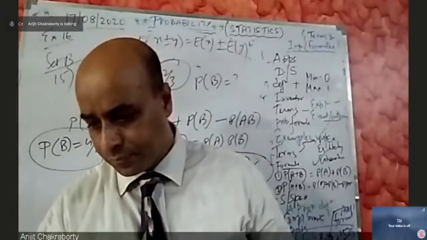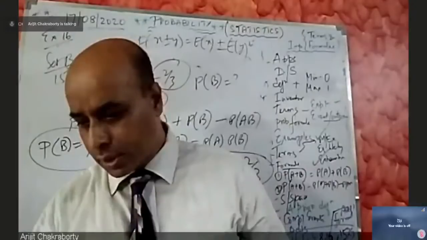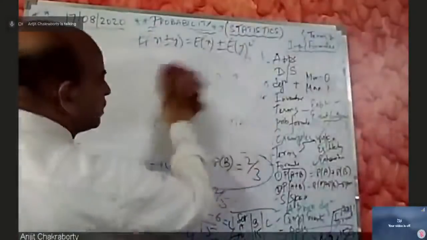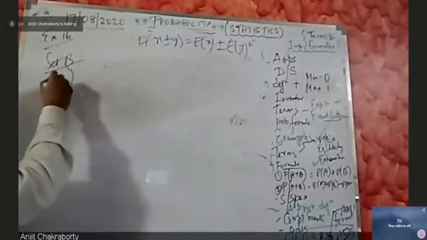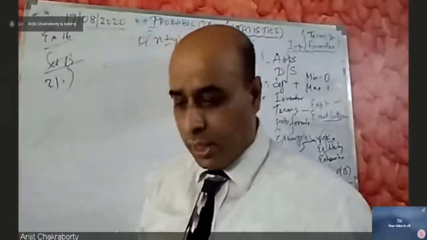Let's take number 21. This is on expectation. So let us take number 21 on expectation. Trying to do as many as possible, winding up in another 5 minutes.